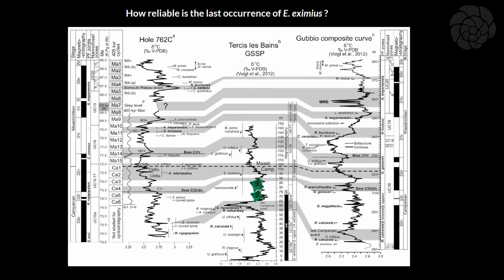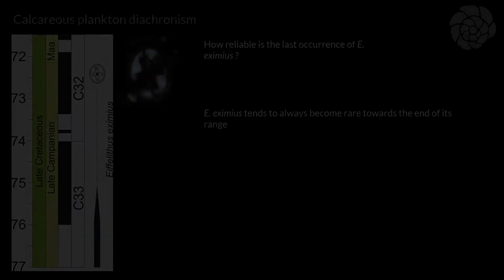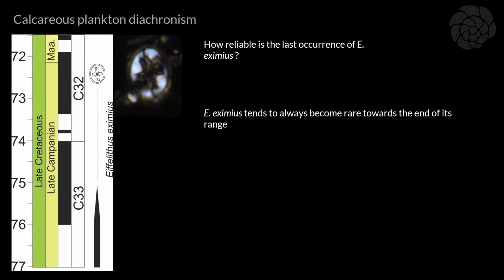But still, if we take the average over there, and we take the record here at Gubbio, the difference between the two is about 3 million years. So this is really a large uncertainty. This is bad for a taxon that defines the top of the zone. So yeah, how reliable is the last occurrence of eximius? Well, poorly reliable, and this is really quite an issue that we have to deal with.